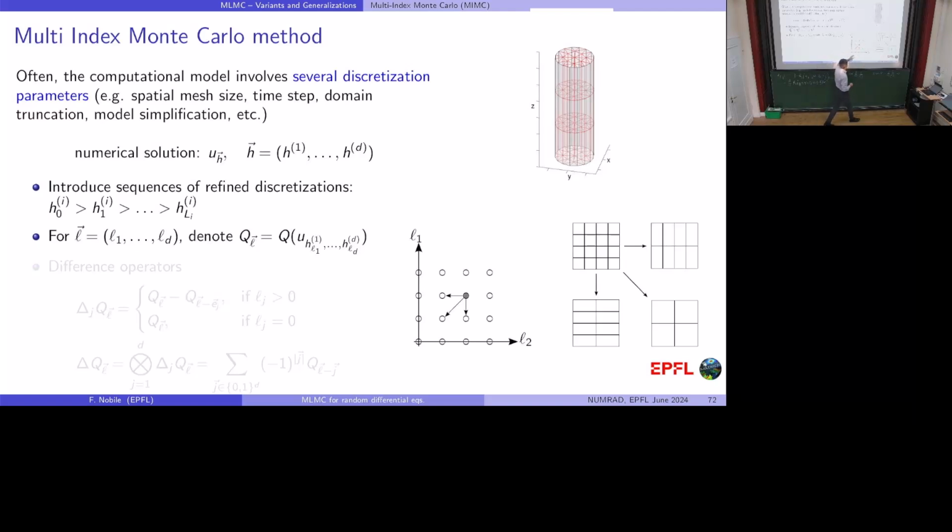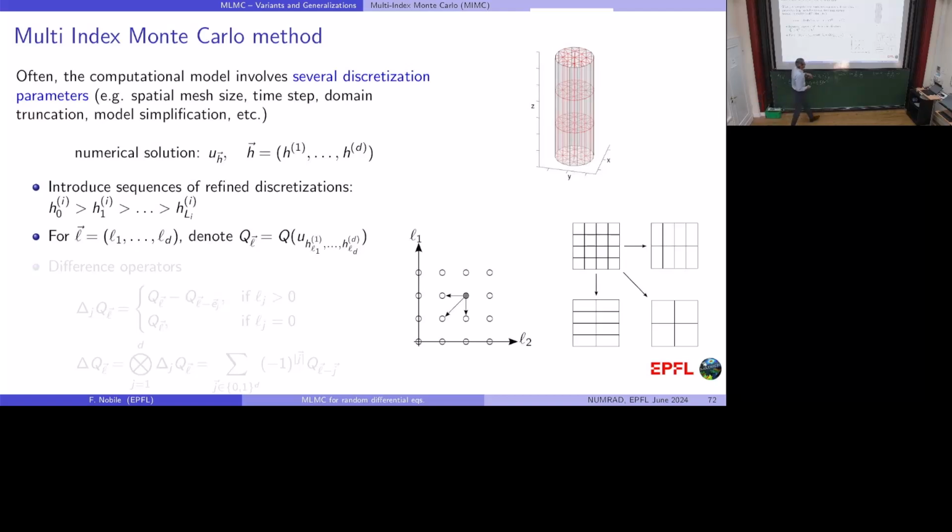It should be clear that the farther I go in this direction, the more refined solution I have, so eventually if I go on that diagonal, hopefully I will converge to the true solution. Okay? So if I want to converge, I have to let both L1 and L2 go to infinity. Okay?